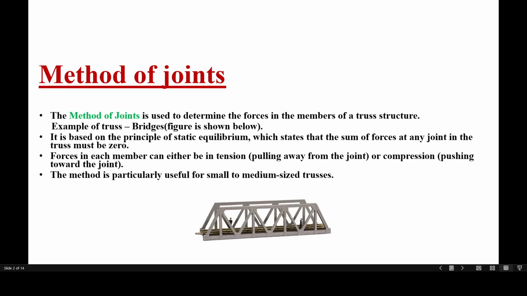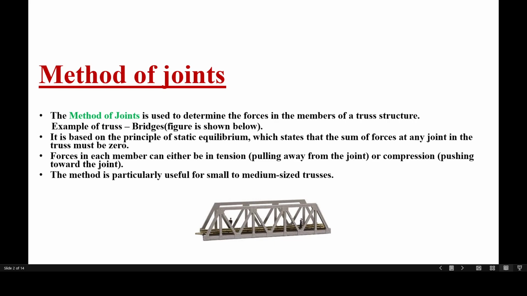The method of joints is the technique used to analyze truss structures. A truss is essentially a framework of beams connected by joints or nodes, and it's widely used in bridges, towers, and buildings. An example of a truss in a bridge is given in the figure below.